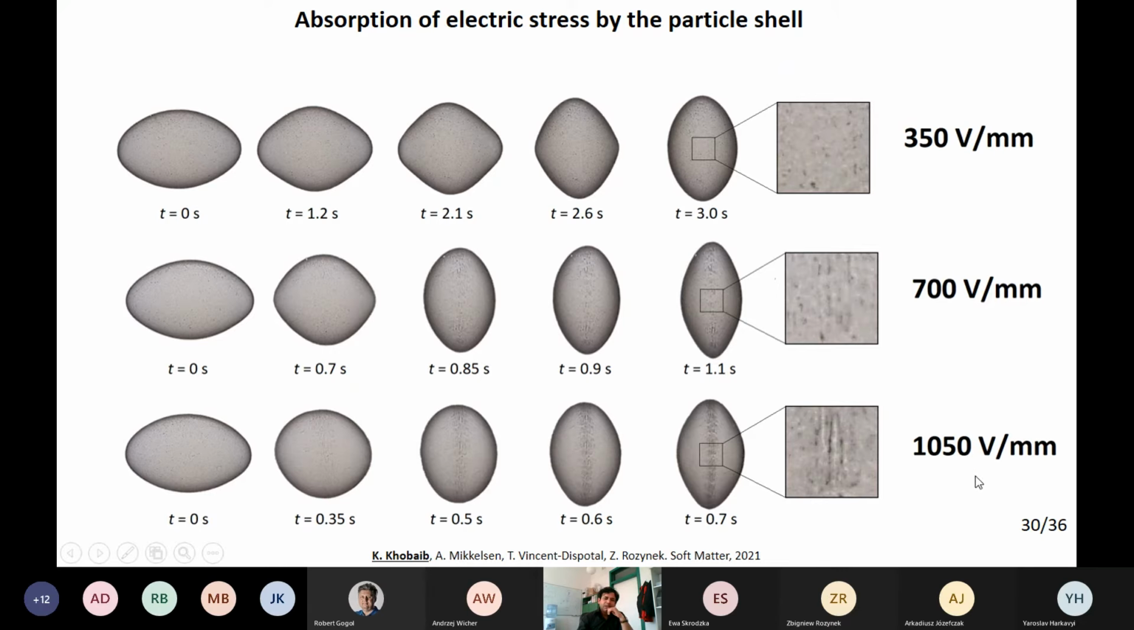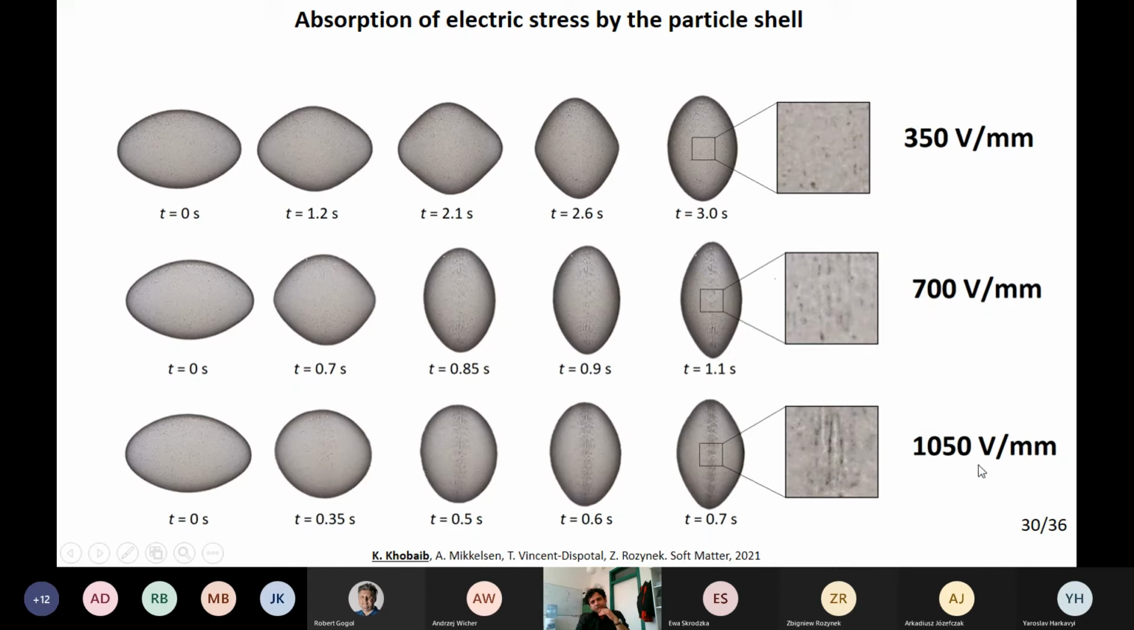But when we apply the 1050 volt, we found that the particles form chains at the droplet interface. This is why, at the strongest electric field, the particles form wrinkling. The reason is that when we apply the weakest electric field, the particles get enough time to rearrange at the interface, and they release the stress by changing the shape from prolate to oblate.